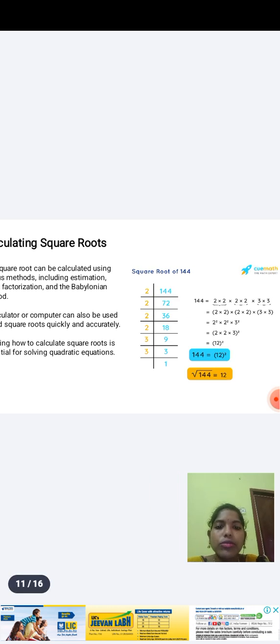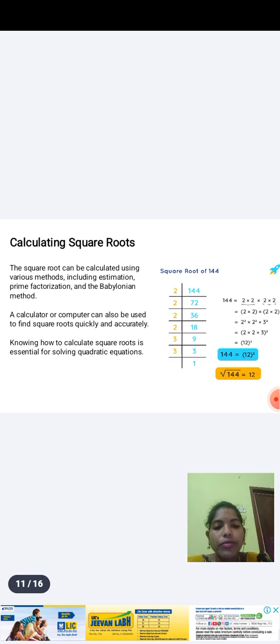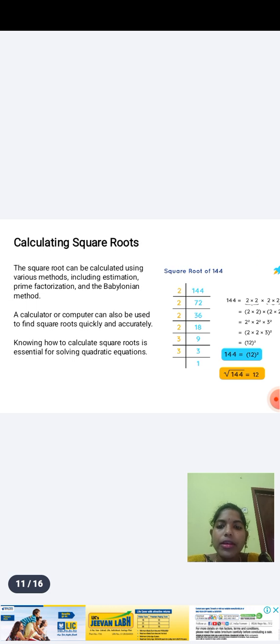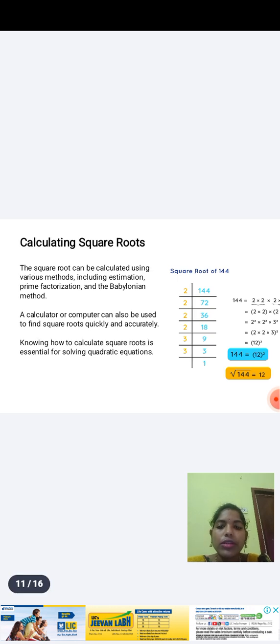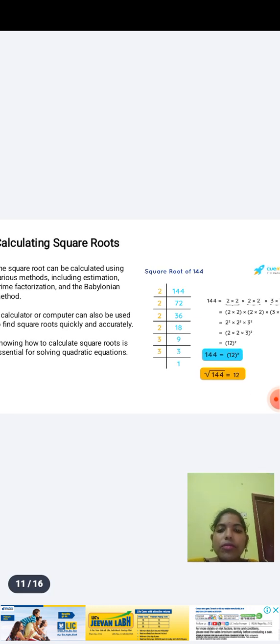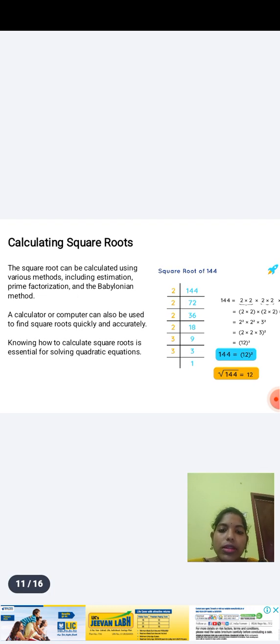Here we observe the square root of 144. So here we divide by 2. The answer, using the division, is 12. So the square root of 144 is 12. Like this we calculate square root values accurately. Knowing how to calculate a square root is essential for solving quadratic equations. So the main thing is we have to know how to calculate the square root.